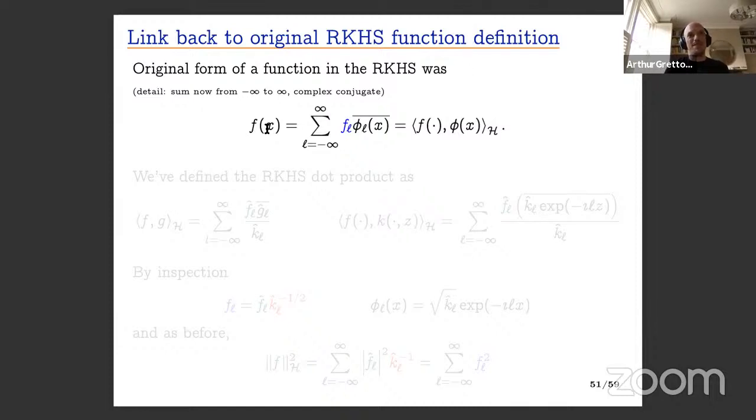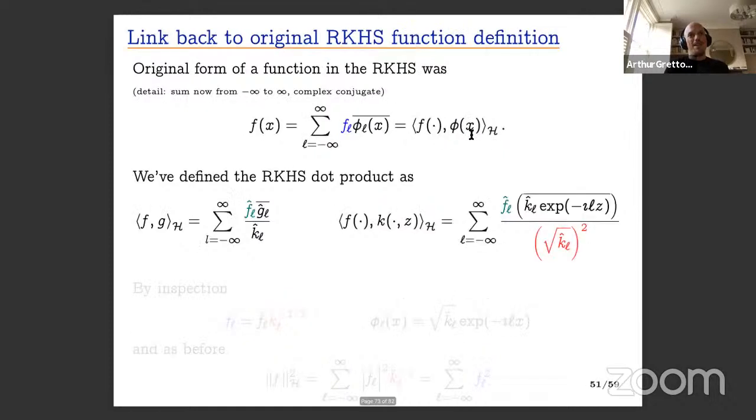So here is from the first half of the talk. I said f of x is this infinite sum of f_l and phi_l of x. Now, because I'm in the complex world, I've got a sum from minus infinity, and I've put the bar on the second term of my dot product because I need to do that for complex dot products. So this is my f dot phi of x, my function and my features of x.